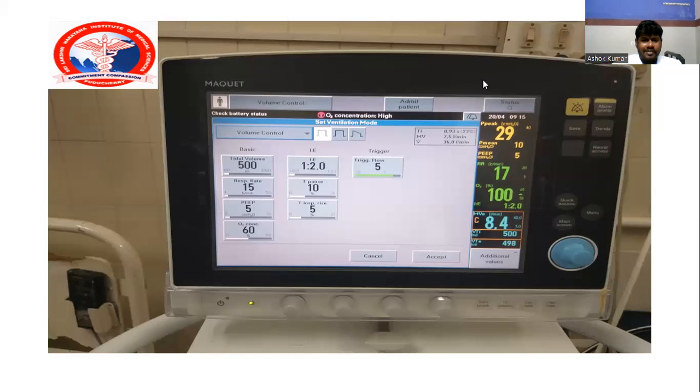Then volume control ventilator with the following parameters to be adjusted. First will be the tidal volume. Normal tidal volume is around 6 to 8 ml per kg. For adults, it is normally fixed around 500 ml.